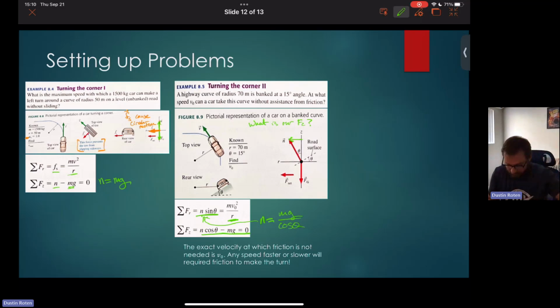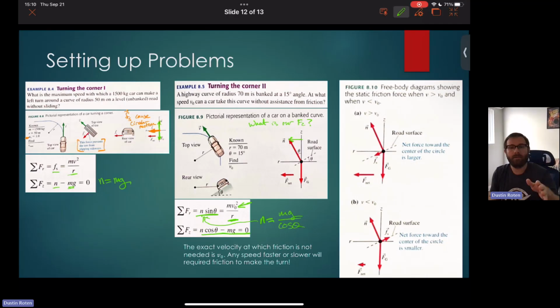Okay, so the exact velocity at which friction is not needed is v naught. We can calculate that. It's written right here, v naught. Notice that at that speed, we don't even need friction in the free body diagram. It's not doing anything. Any speed faster or slower, this car will either slide down or slide out of the curve, which means we need to add friction if we want to go through this curve at a range of velocities. If v is greater than this magic speed, because no one ever drives at that magic speed around curves where they don't need friction at all, we need some friction to keep us from crashing.